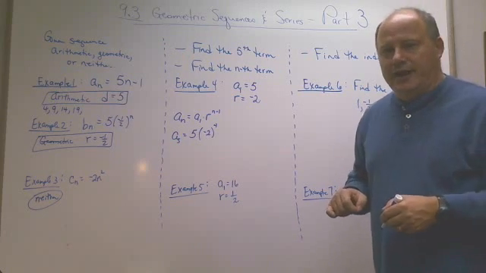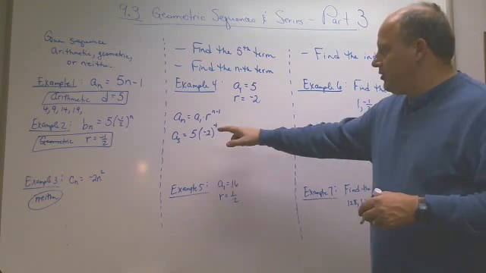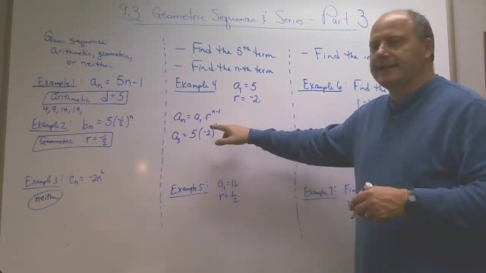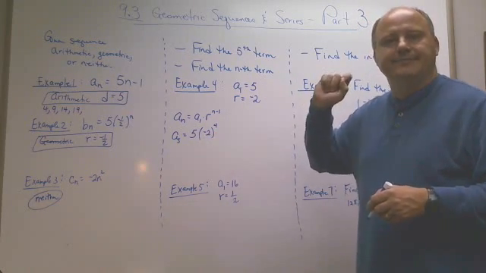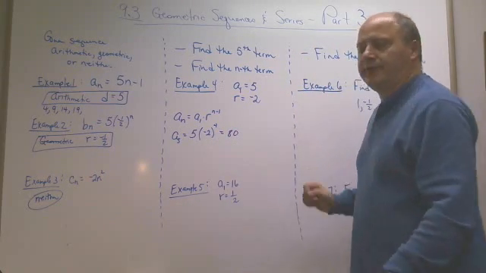If you don't know how to do that, just pull out your calculator to be safe rather than sorry. Negative 2 to the 4th is 16, and 16 times 5 is 80. So 80 is the fifth term.